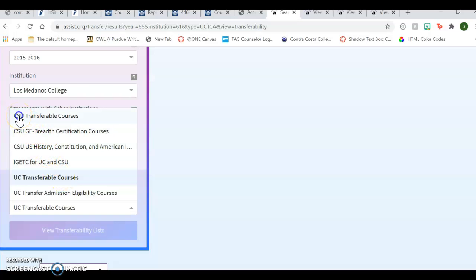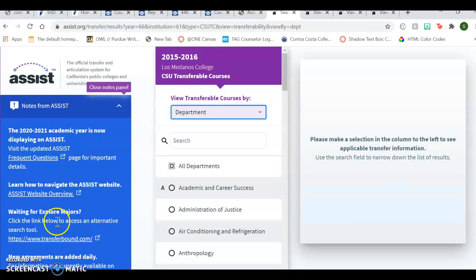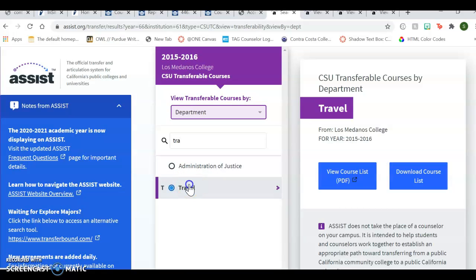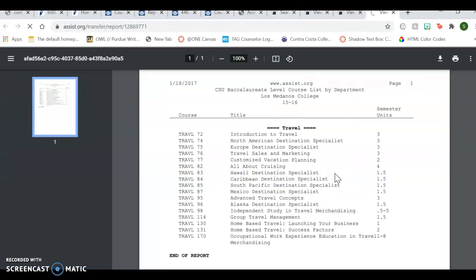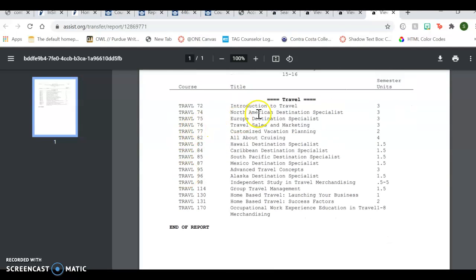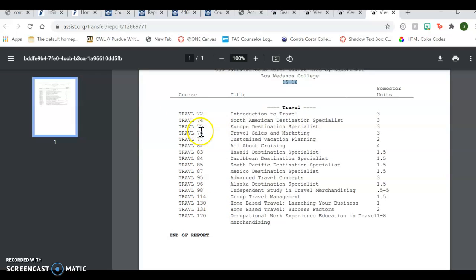And we go up to CSU transferable courses, view the transferability list, and there's travel. So here are all the travel courses. I don't remember exactly what year I took it. I think it was around then. Here are all of the travel courses that are offered at LMC, and they are CSU transferable. I think I took this Travel 83. It was a Hawaii course.